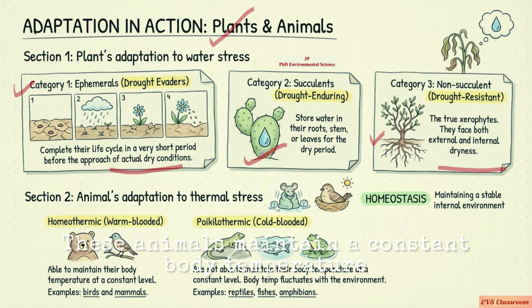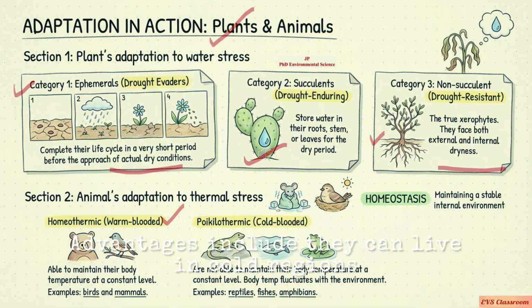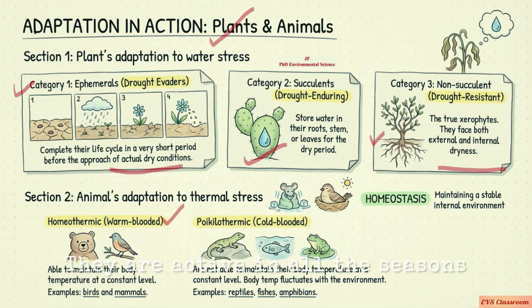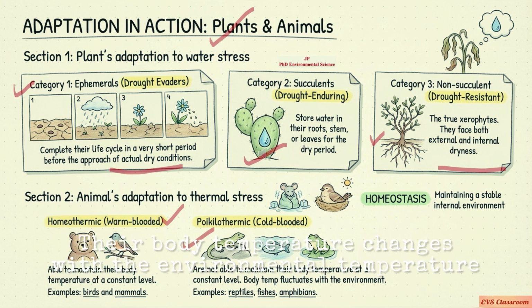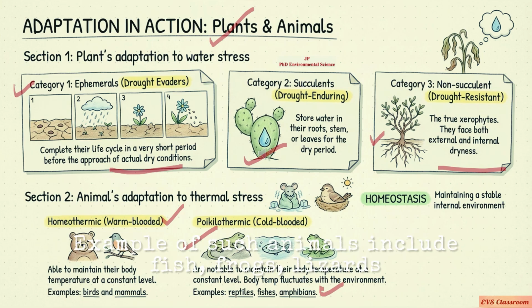Animal adaptations: homeothermic animals, or warm-blooded animals. These animals maintain a constant body temperature regardless of environment. They produce heat internally. Advantages include that they can live in cold regions and are active in all seasons. Example, birds, mammals. Then poikilothermic animals, or cold-blooded animals. Their body temperature changes with the environmental temperature and they depend on external heat sources. But the limitation is that they are less active in cold conditions. Examples of such animals include fish, frogs, lizards.